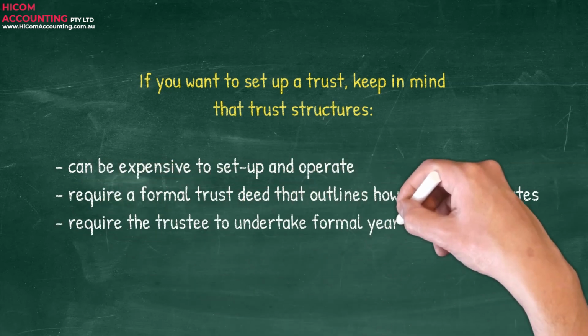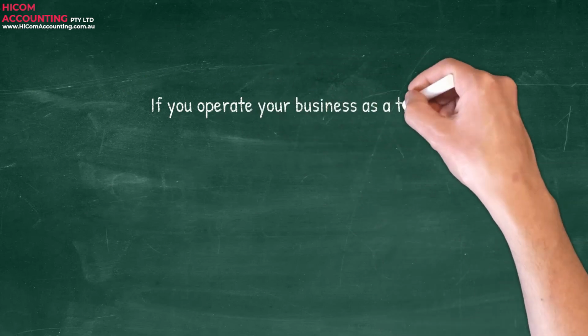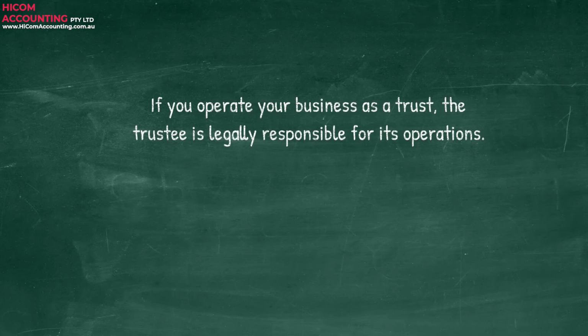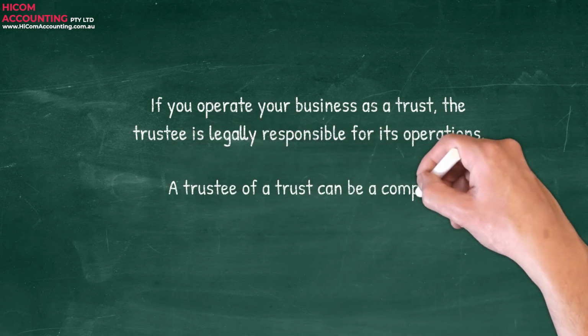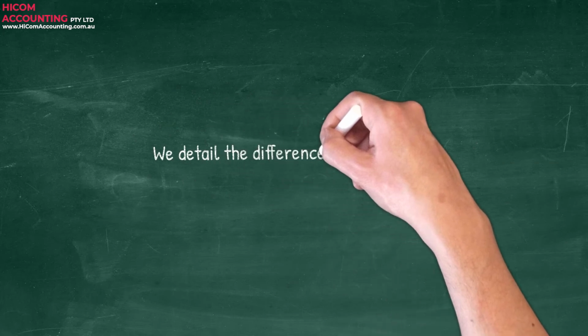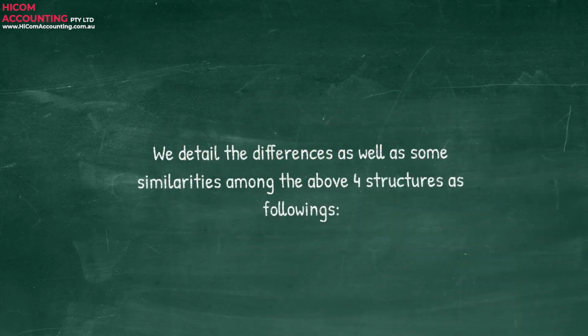Require the trustee to undertake formal yearly administrative tasks. If you operate your business as a trust, the trustee is legally responsible for its operations. A trustee of a trust can be a company, providing some asset protection. We detail the differences, as well as some similarities among the above four structures, as followings.